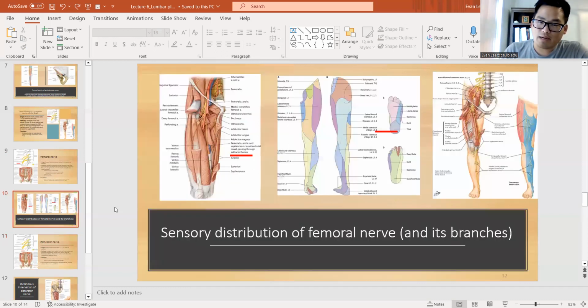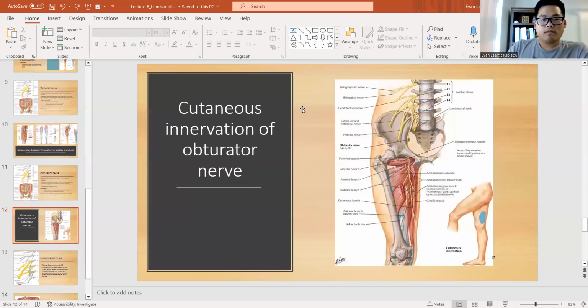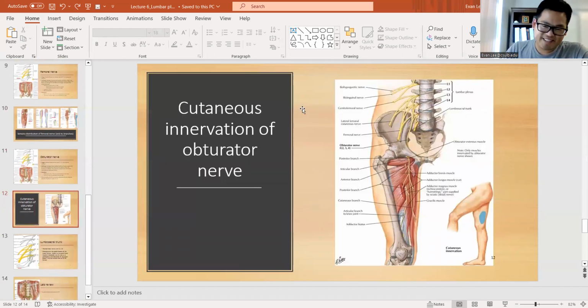So if I do go back, you can see obturator nerve right over here, right along the middle of the medial side of the thigh. Oh, it's gone to the next slide. Here you go. Here is the middle of the medial side of the thigh. That's where the obturator nerve is going to be innervating.